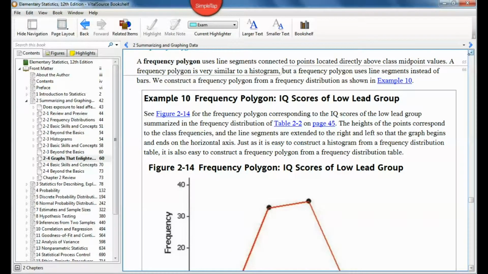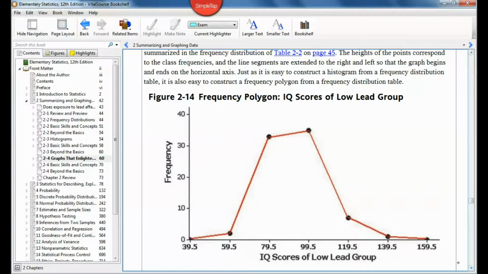Let's see. A frequency polygon uses line segments connected to points located directly above class midpoint values. So here's a very important part of a frequency polygon: you have to know where the class midpoint value is. Remember the classes in a frequency distribution? You have to know where all the midpoints are. And then the points in the frequency polygon are right above those midpoints.